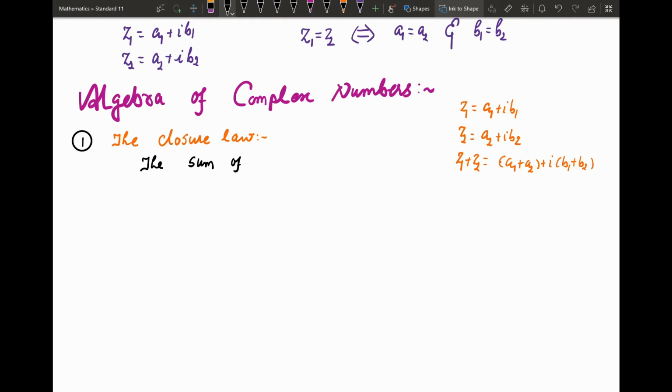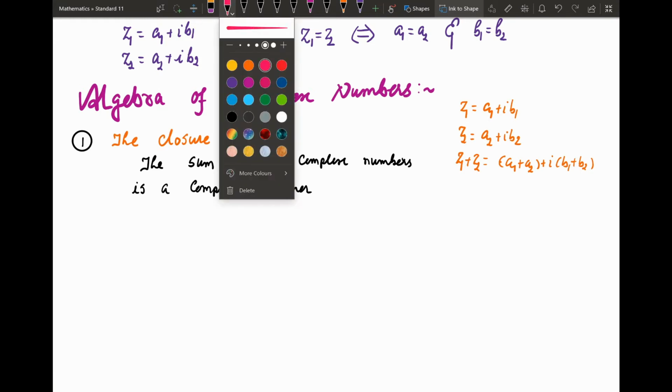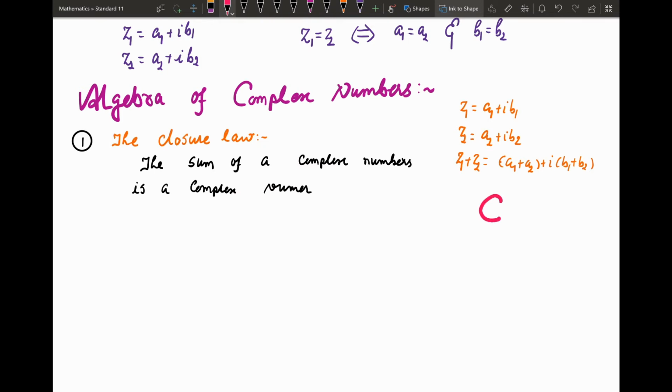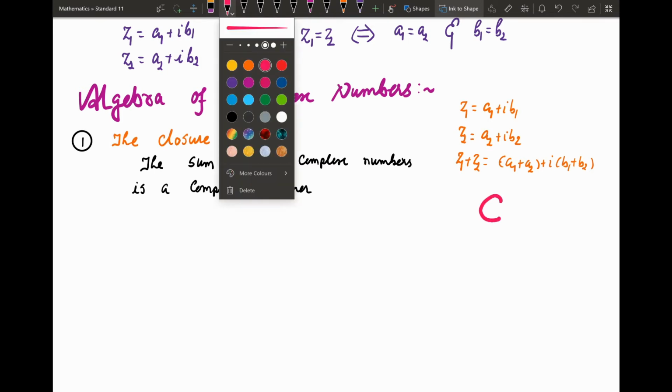These are the basic properties of complex numbers. The sum of complex numbers is a complex number. Normally capital C is denoted for the set of complex numbers.